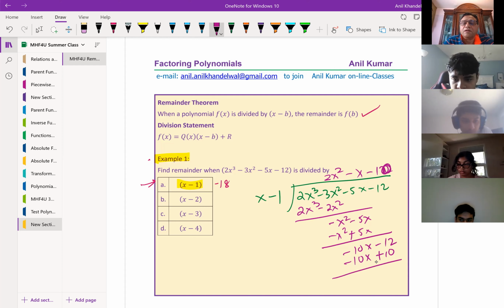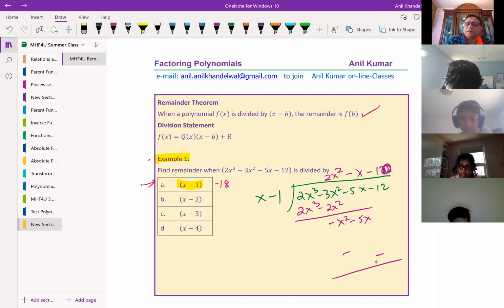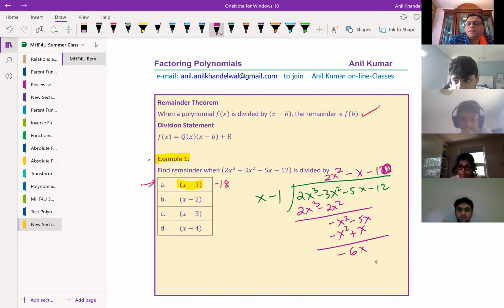Sir, instead of 5x, it should be 1x, I think, because minus x times x minus 1, right? Wouldn't it be minus x squared plus 1x? Yeah, plus x. You're right. Thank you. So when we do this, this is 6. I make mistakes, let me correct this. Thank you, Akshay. So yes, plus x, correct. So minus 6x, right? And minus 12.